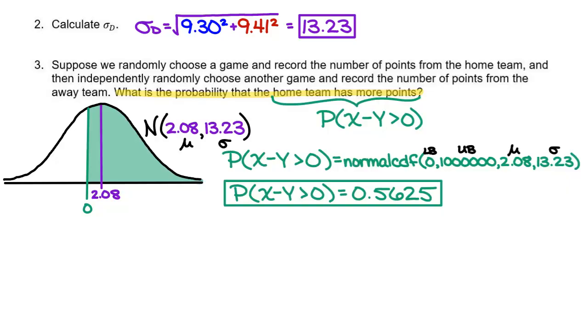The probability that the difference between home team and away team points is greater than 0. Or you could say the probability that the home team has more points is about 0.5625 or 56.25%. So of all the games that they collected, if I were to randomly select one of those games, the probability that the home team scored more than the away team is about 0.56. So far, so good? All right.